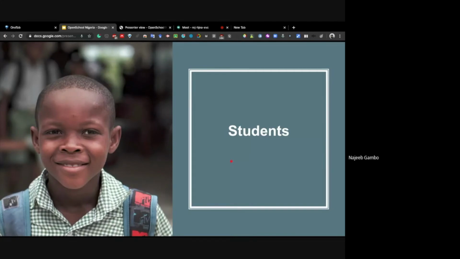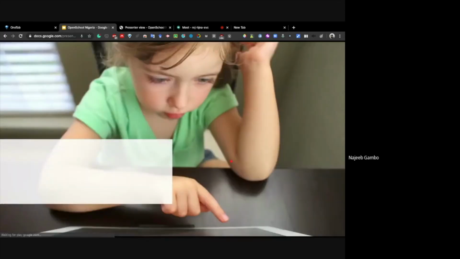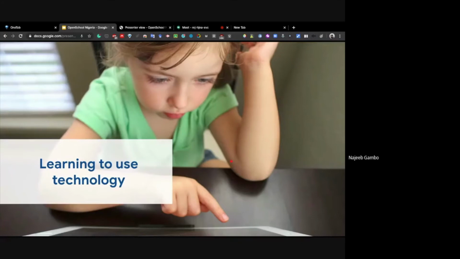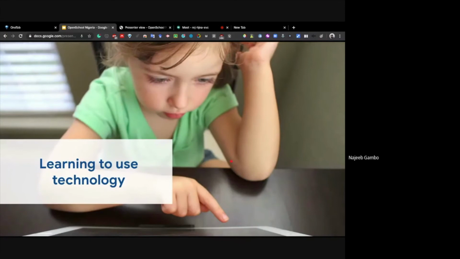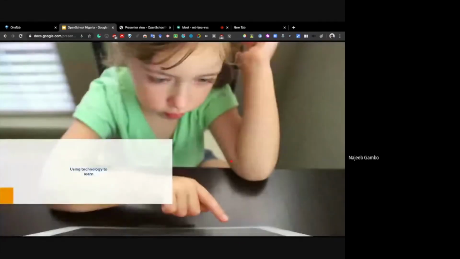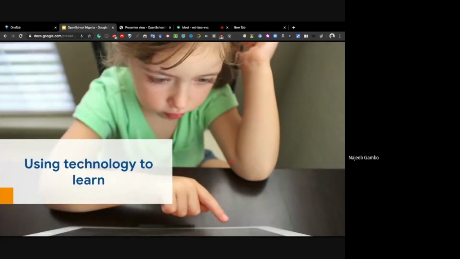Okay. So now talking about the students. One of the things we also use is that students must learn how to use technology. The second one is using technology to learn. So it's two different concepts. You have to learn how to use the technology. The second one is you have to use the technology to learn. These are some of the roles of the student.